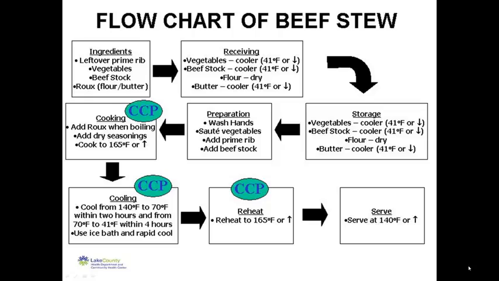Once it's hit 70 degrees, you have another 4 hours then to get it to 41. And at that point, at 70 degrees, it could go in the refrigerator. 70 degrees is room temperature. You could put it in the fridge. And again, if it's in a very large container, 4 hours is not going to do it. You're going to need to break it down into smaller containers.